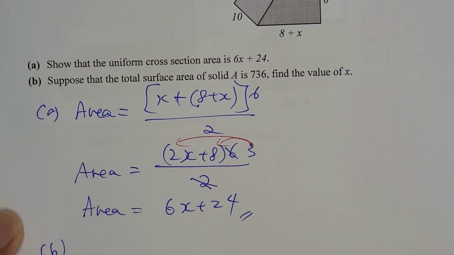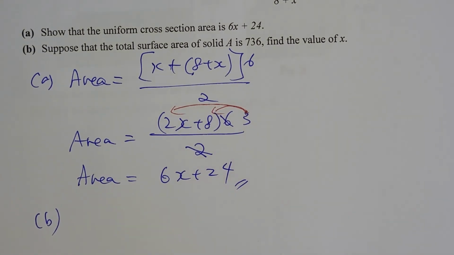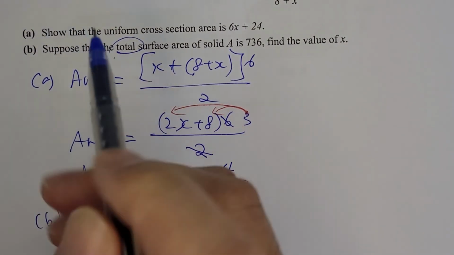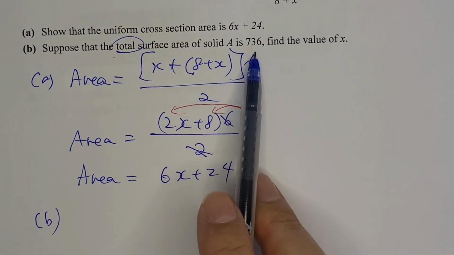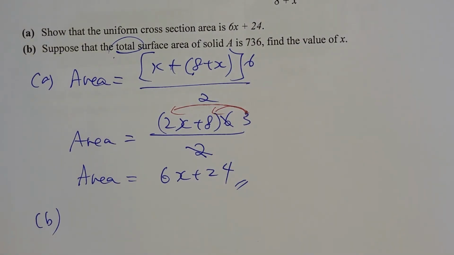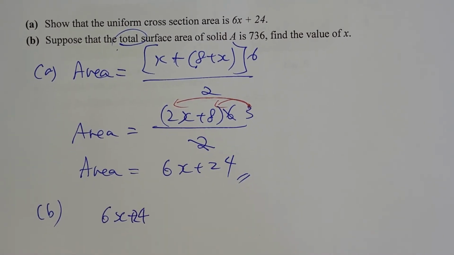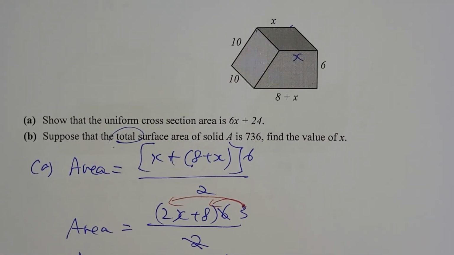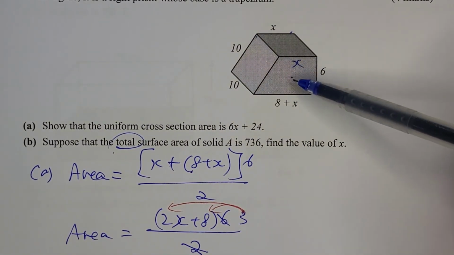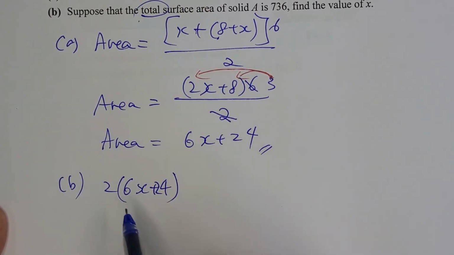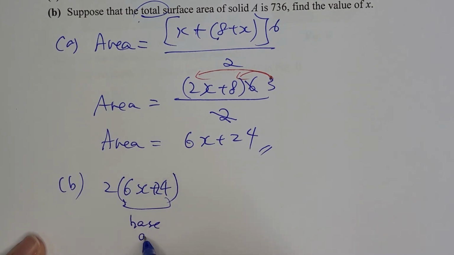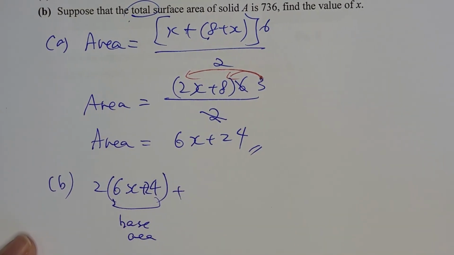And B, suppose the total surface area, remember, not the uniform cross-section, the total surface area, is 736. Find x. Suppose we have the area 6x plus 24 as the base area, but in the prism you always have two bases, one in front of you, the second one behind you, so multiply by 2. That is the base area, but you need to also add the lateral surface area.